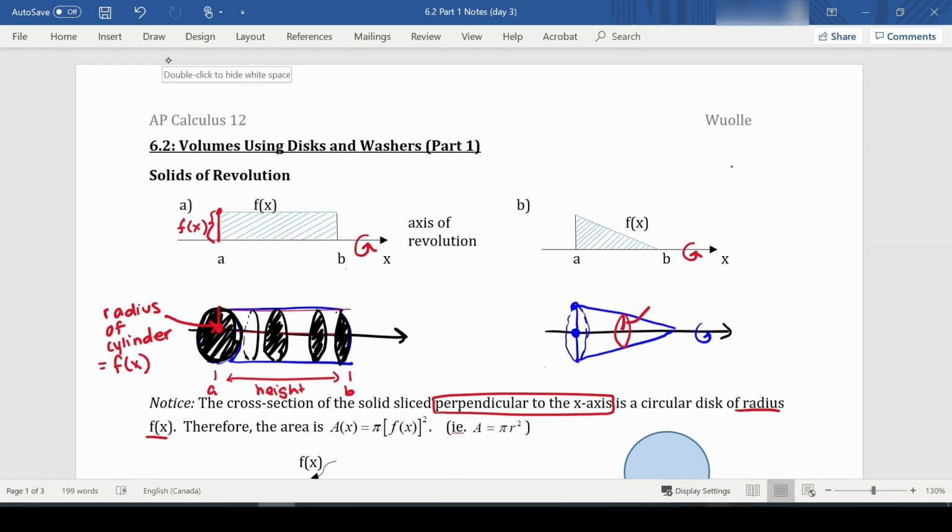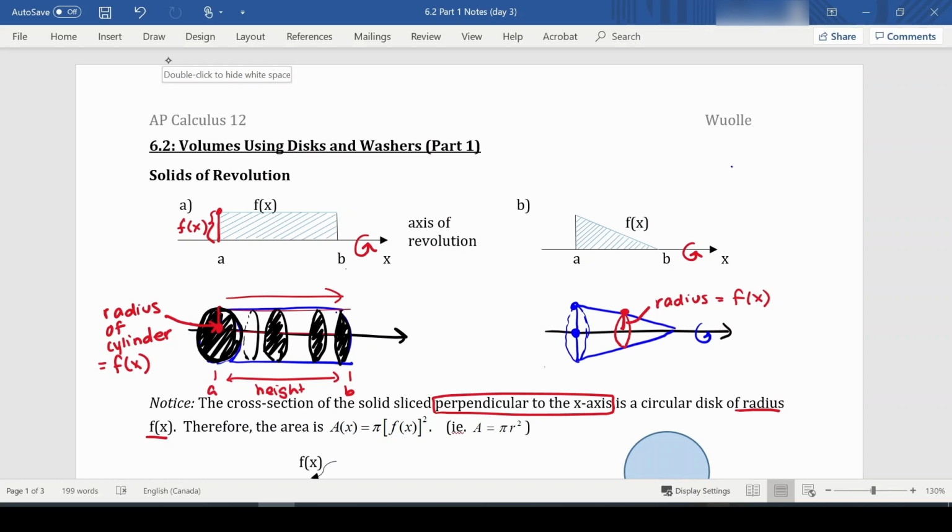Again, we have a radius of each disk, and the radius of each disk is still going to be f of x. It's just that f of x is not the same value as you head from left to right like it was in our previous picture. In our previous picture, as I head from left to right, all of my disks are going to have the same area. In this case, they do not.